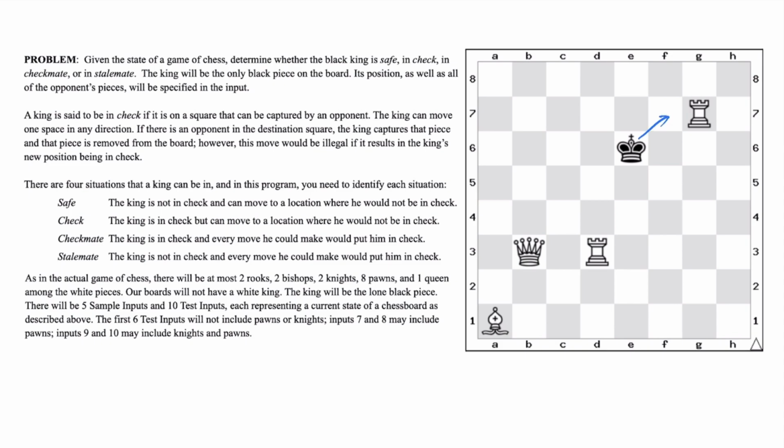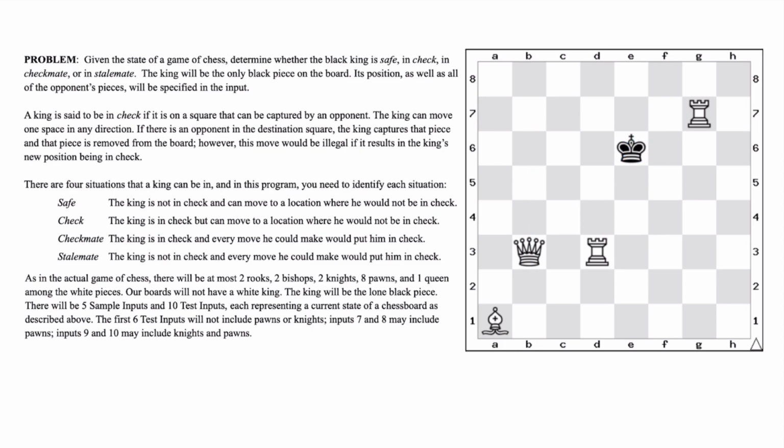So the king can go here, here, here, here, here, here, here, and here. But the king cannot go all the way down in a direction. So it's not like the queen. So the queen can go all the way down here, but the king can only go one spot up.